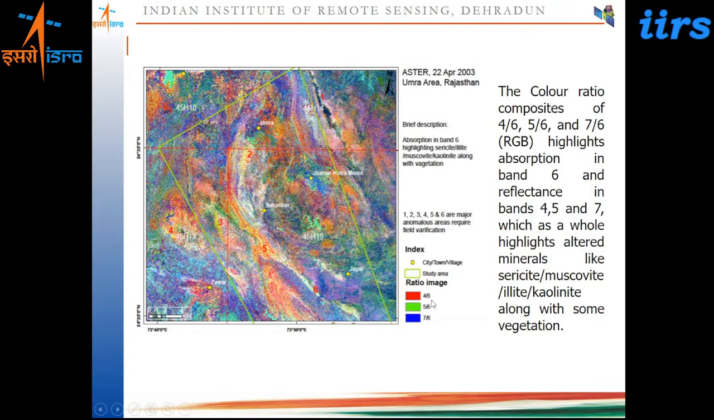In this, the red color has been given to the ratio 4/6, band number 4 divided by band number 6 of the ASTER image. Then the resultant band has been given the green color gun. Then band number 5/6 green and 7/6 blue. So like this, three different ratio images were generated: 4/6, 5/6 and 7/6. And by combining these three, a single color composite, a single FCC, was generated, which is shown over here in this slide. And this composite image of ASTER data, ASTER satellite acquired in April 2003, this says it highlights the absorptions.